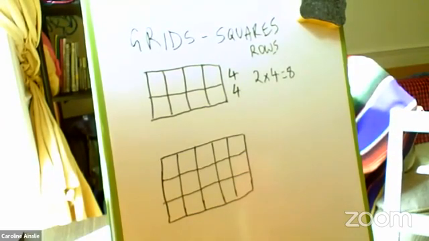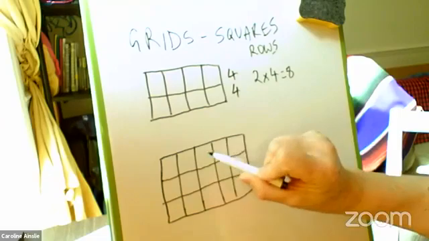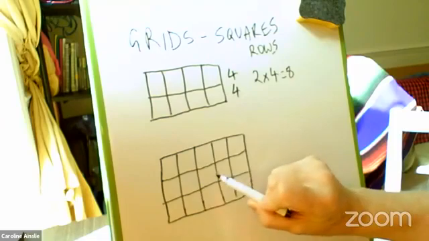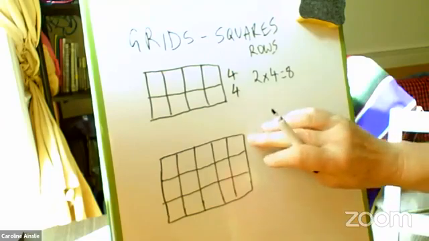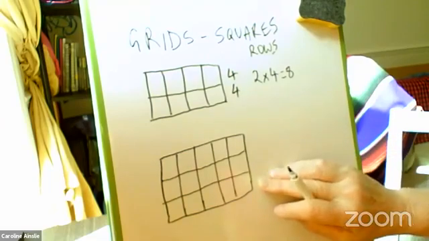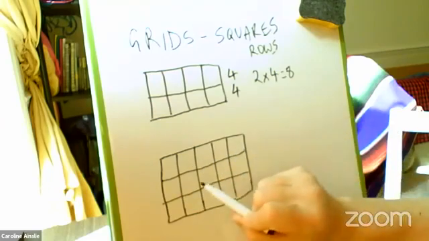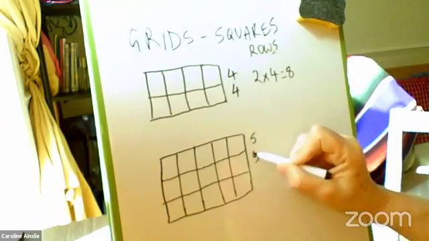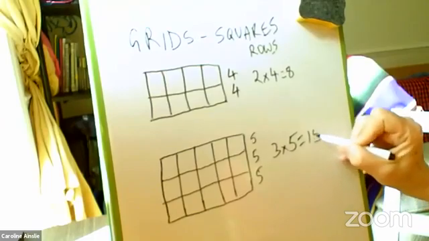Oh, should we do the squares and the rows and the grids? Let's do grids. Time for grids. Okay, so we've got 1, 2, 3, 4, 5, and another one. 1, 2, 3, 4, 5, and another one. 1, 2, 3, 4, 5. Got 3 rows of 5, and so you've got 1, 2, 3, 4, 5, 6, 7, 8, 9, 10, 11, 12, 13, 14, 15. So you've got 5 and 5 and 5, and 3 times 5 is 15.